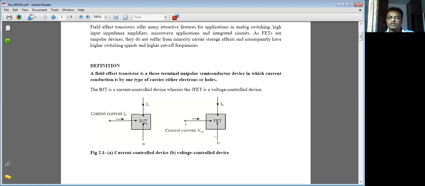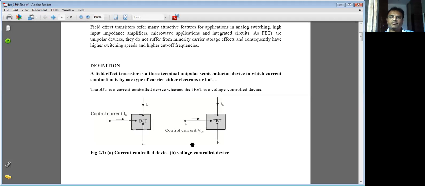Bipolar junction transistor. Already you are well aware of this. In the other modules, I will try to explain once again what a BJT is. It is also a three-terminal bipolar junction device. FET is a unipolar junction device. This is a bipolar junction device. What is the main difference between the BJT and the FET? BJT is bipolar, FET is unipolar.